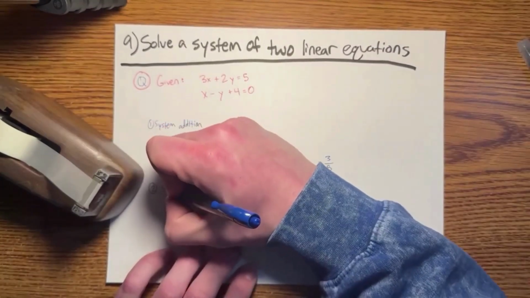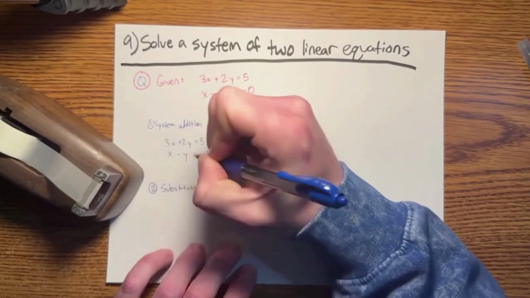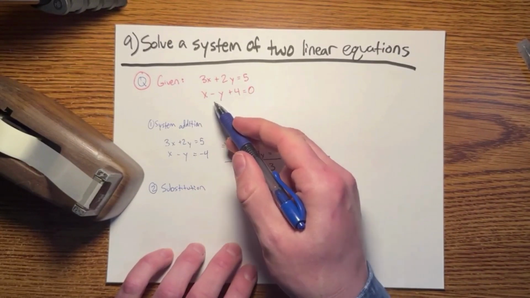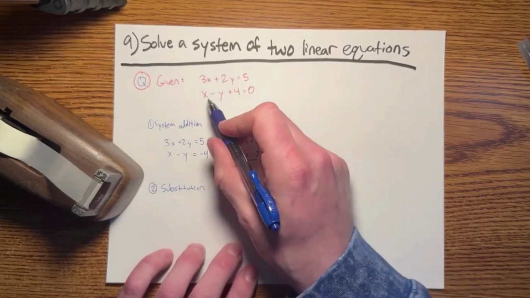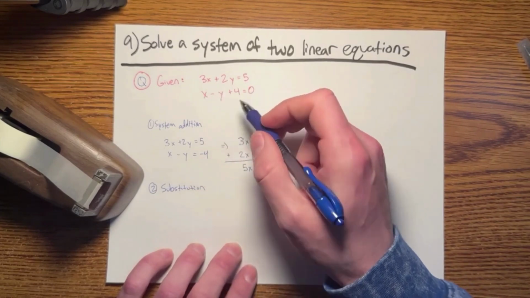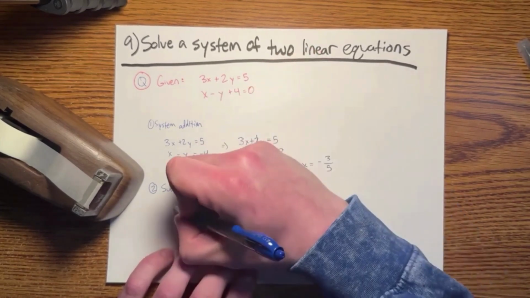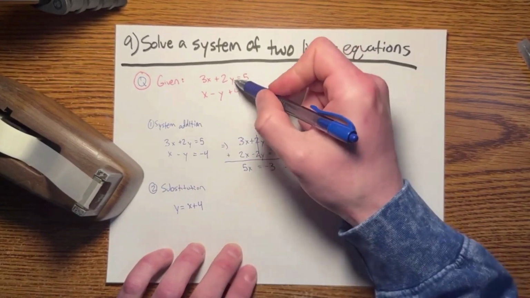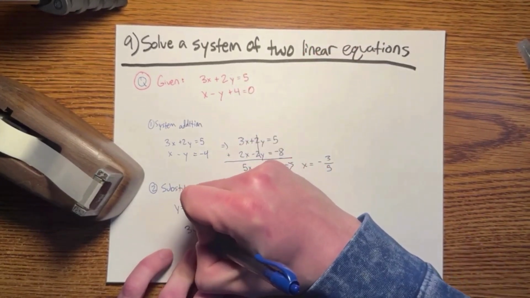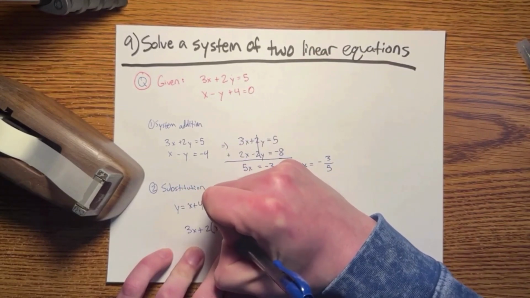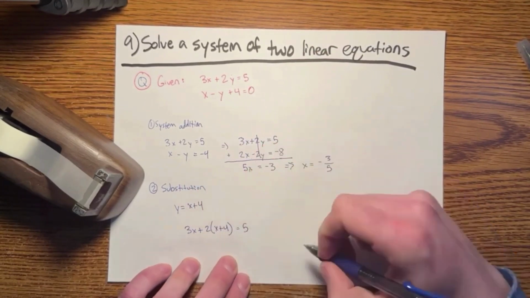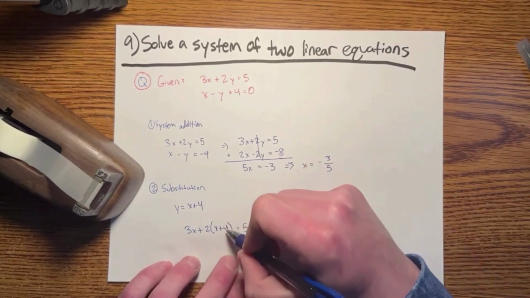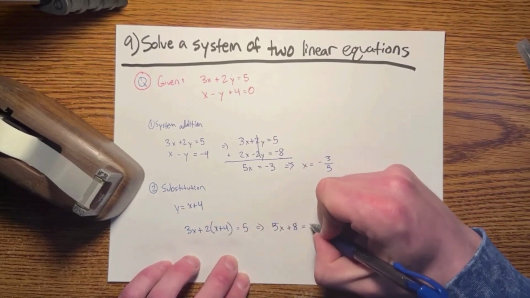The other way to solve these types of problems is through substitution. This is actually the route I prefer. Basically, you'll isolate a variable in one of the 2 equations and then plug that into the other equation. So what that looks like is, let's isolate the y variable in the bottom equation here. If we add y to each side, we'd have y equals x plus 4, and then we'll plug in x plus 4 for the y in the top equation. So we have 3x plus 2 times (x plus 4) equals 5, and then we'll work through that. So we have 3x plus 2x, so we'll have 5x plus 8 equals 5.